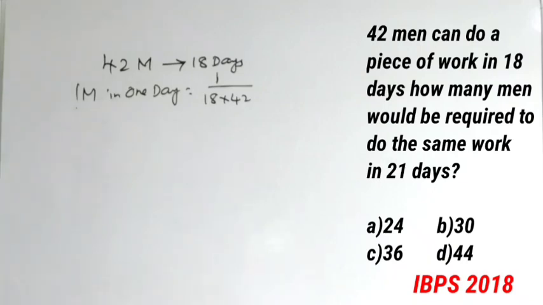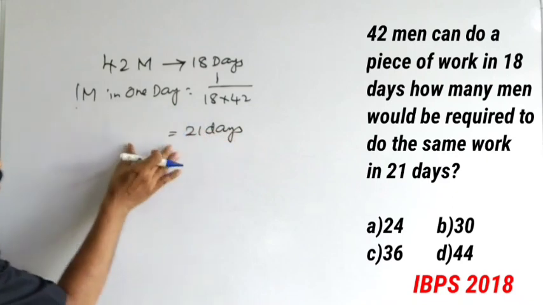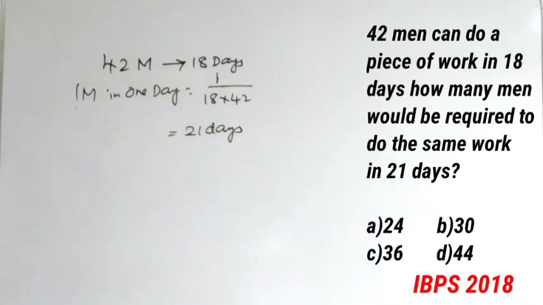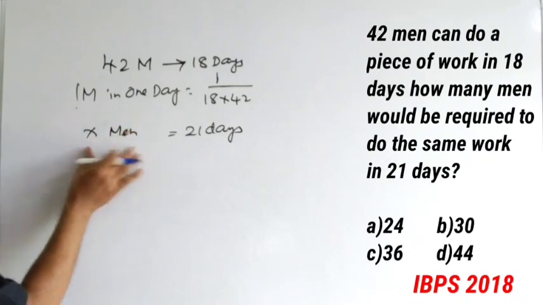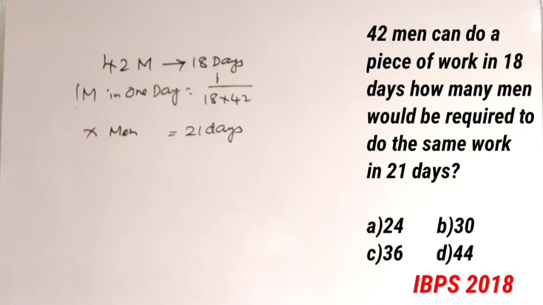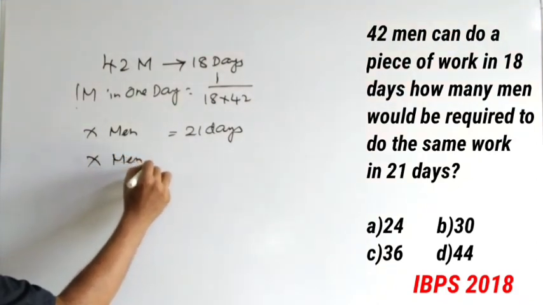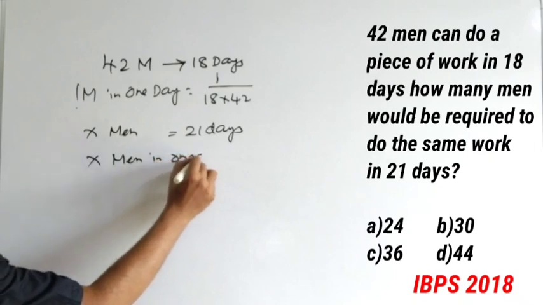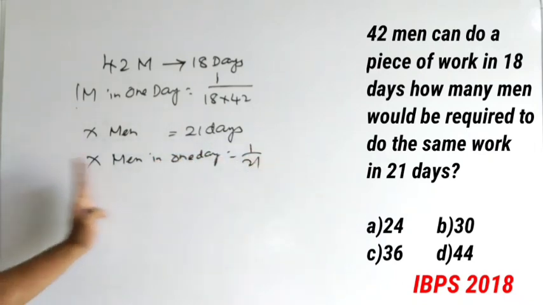So now in 21 days, how many men are required? That is the question given. So let us take that to be X men. X men are required for 21 days. So X men in 1 day will be 1 by 21 of the work.